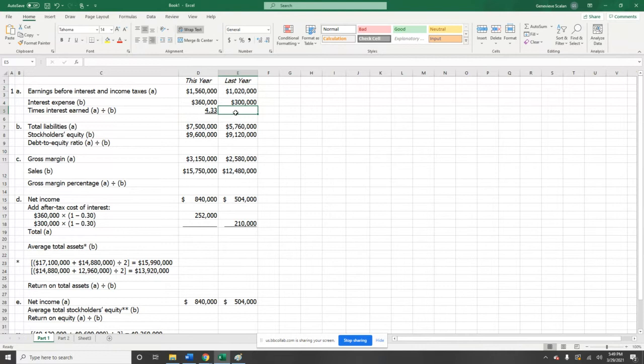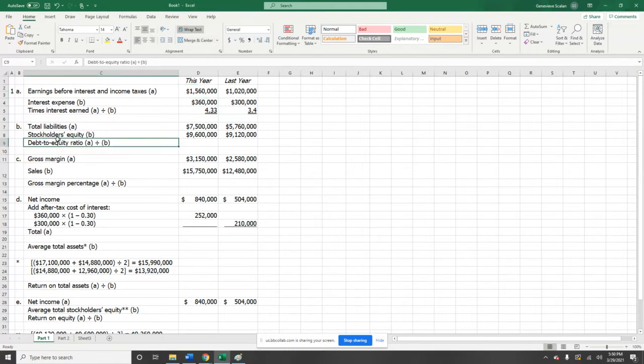So how about last year? How do we do? That's equal to, again, earnings before interest and taxes divided by your interest expense, and that's 3.4. So there's your answer right there. Times interest earned for this year is 4.33, and for last year it was 3.4. Although our interest expense increased, we had more earnings before interest and taxes, so I guess that's a good thing.